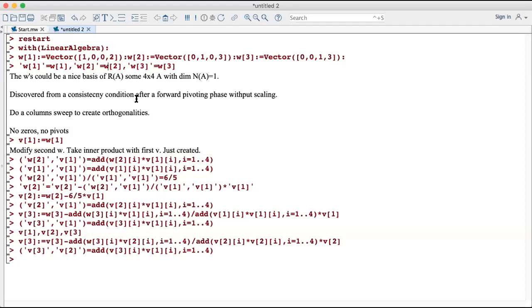Yeah, so here's going to be an example of something that could be about Gram-Schmidt. So, share screen. Okay, restart. Let me take some vectors.